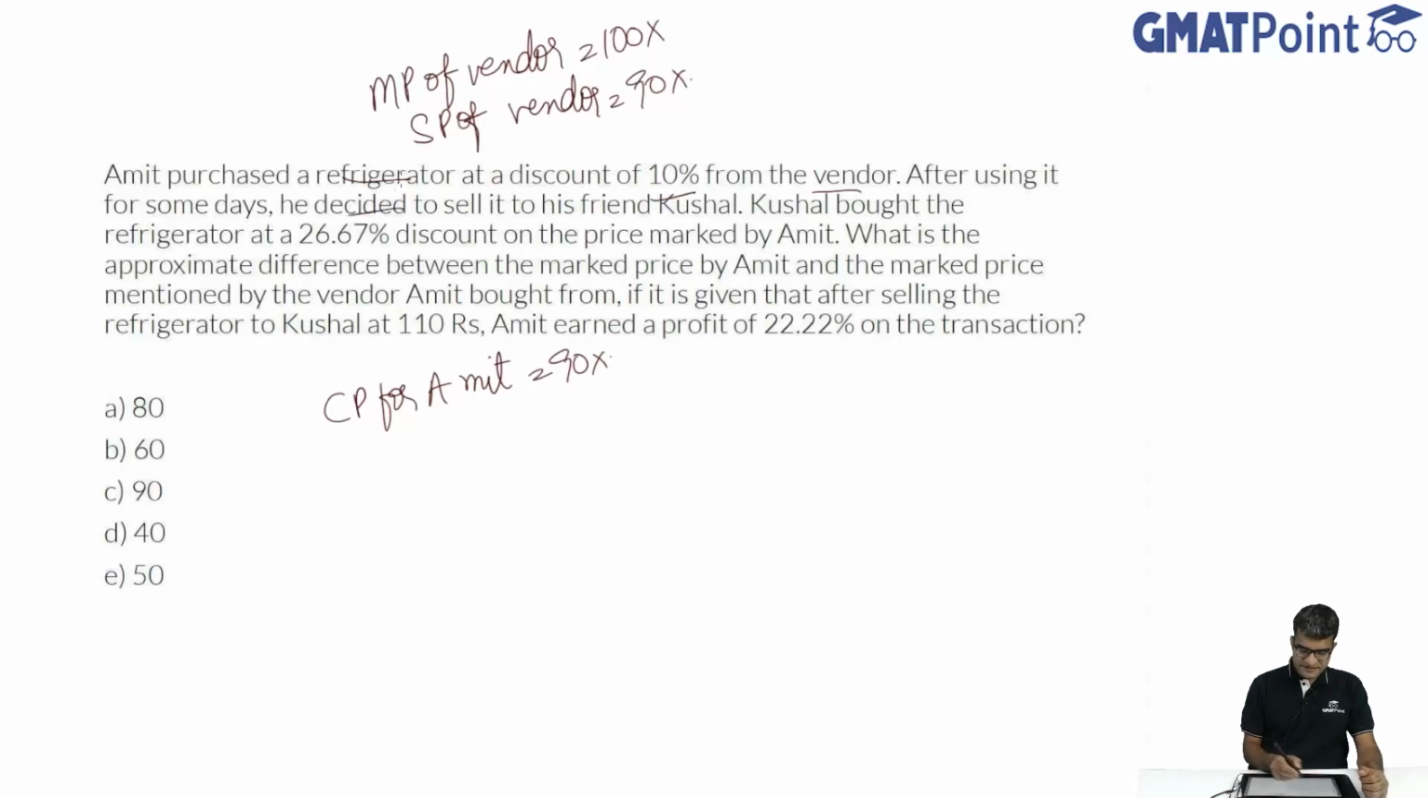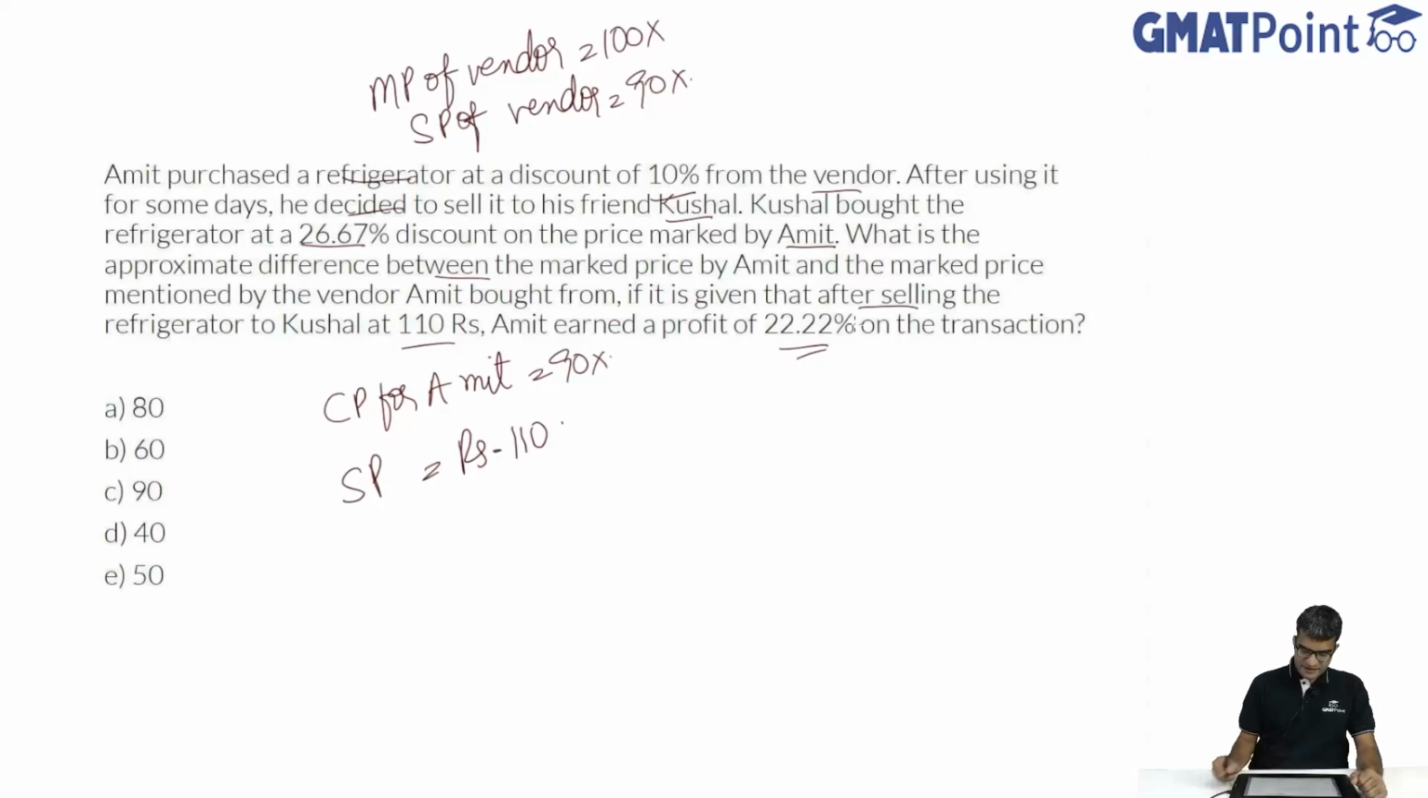Now after using it for some time, he decided to sell it to his friend Kushal, and Kushal bought it at 26.61% discount from the price marketed by Amit. We don't know the price that Amit marketed to his friend Kushal. We can assume that it is some number and then try to go forward, but let us first finish reading the question. What is the approximate price difference between the mark price by Amit and the mark price mentioned by the vendor Amit bought from? It is given that after selling the refrigerator to Kushal at 110 rupees, so for Amit the selling price is rupees 110.